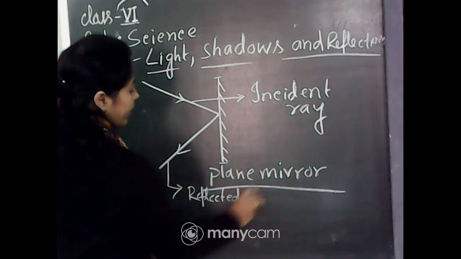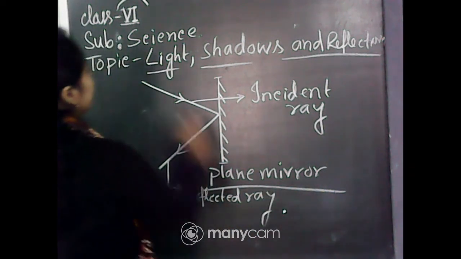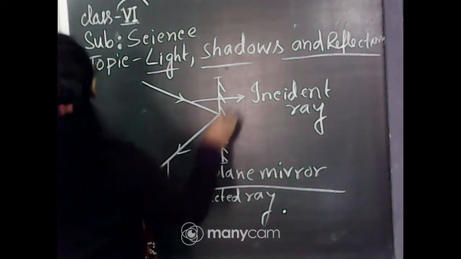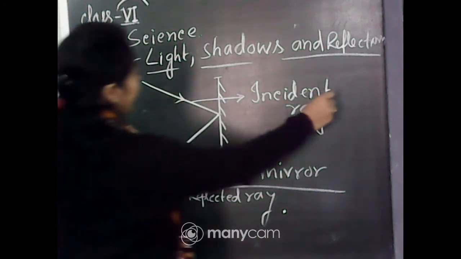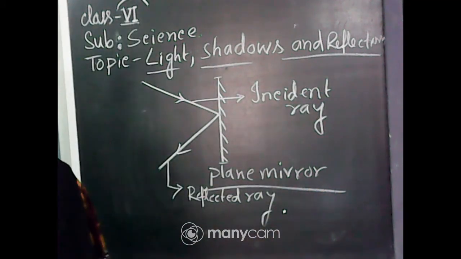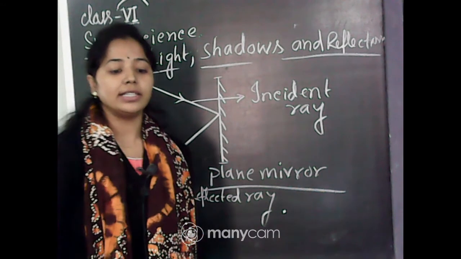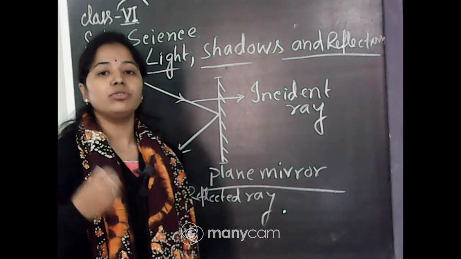Reflected ray. Okay. Now we have seen that a ray is falling on the plane mirror and a ray is reflected back from the plane mirror. Now this is the incident ray and this one is the reflected ray. Okay. Now one thing, whatever we can see in the mirror is due to reflection.